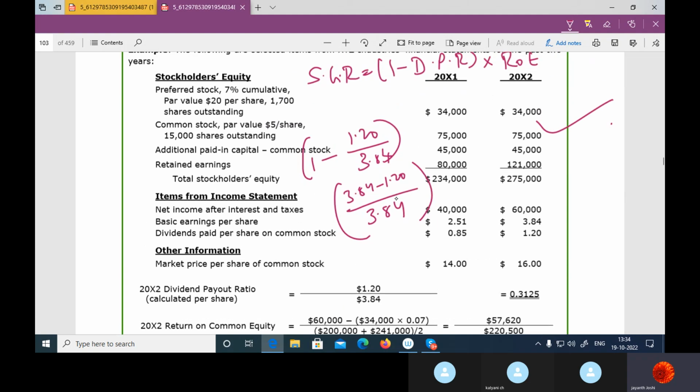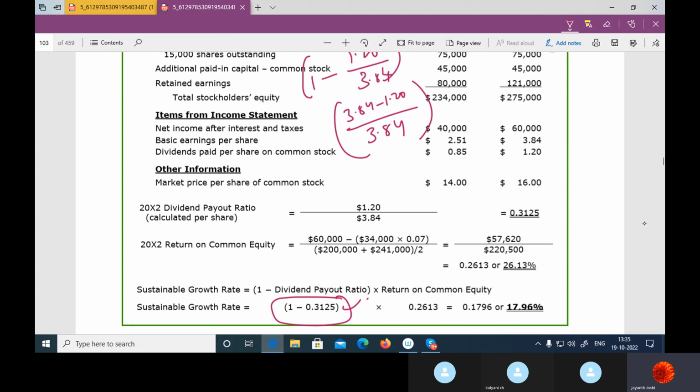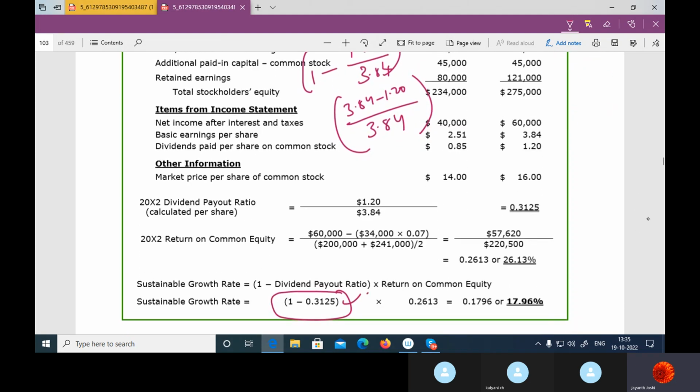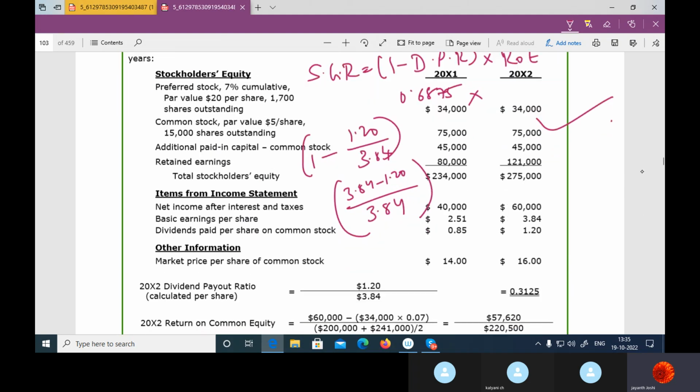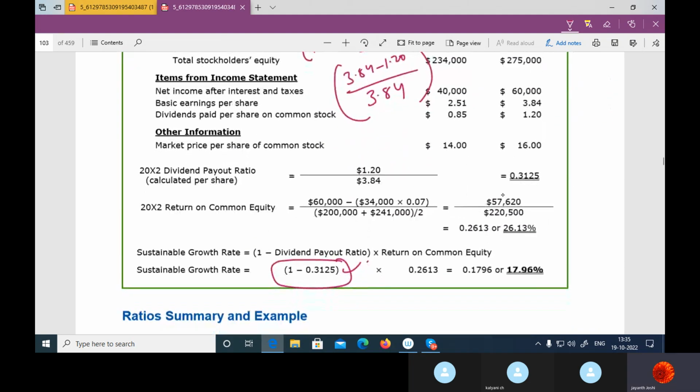So what did you get? Please tell me. 0.68, sir. Just a second. 0.6875. Correct. Yes, 0.6875, sir. I did it directly. No need to follow the steps, they are very lengthy actually. Yeah, into ROE. Then ROE.